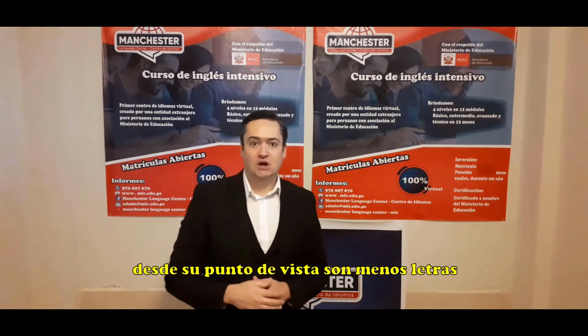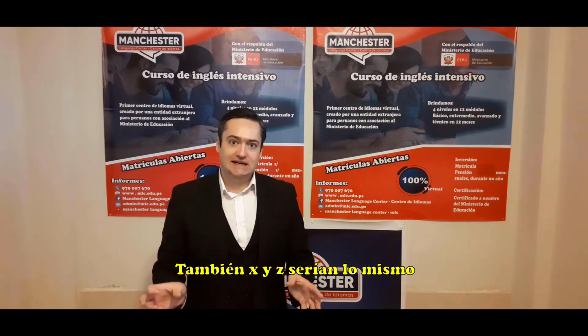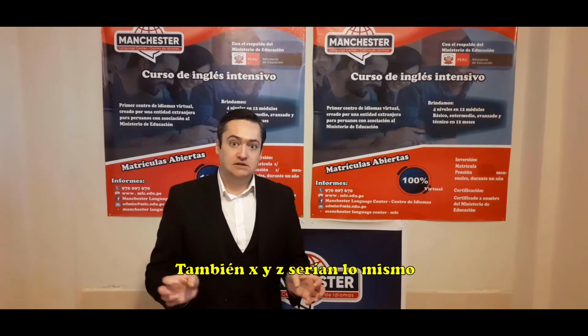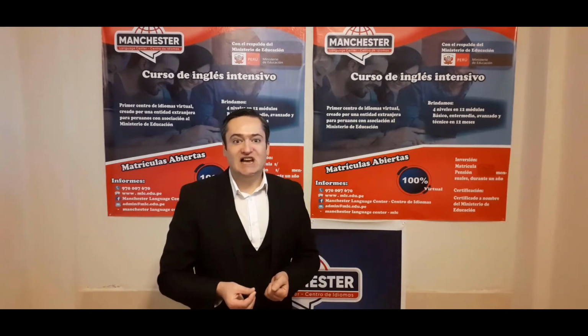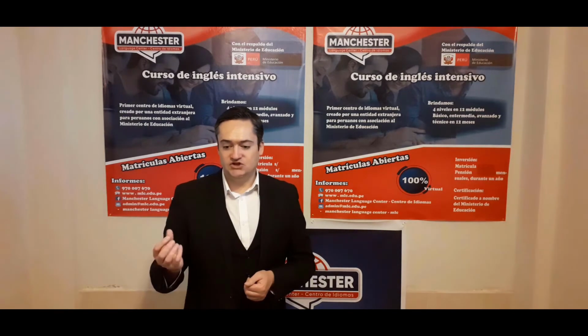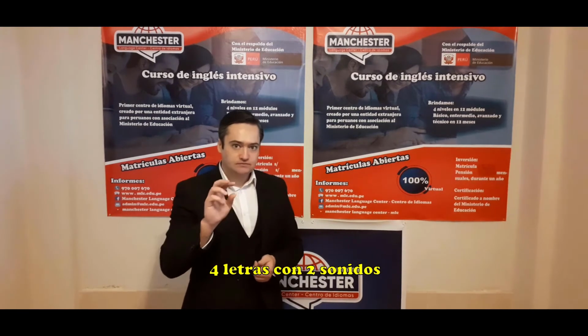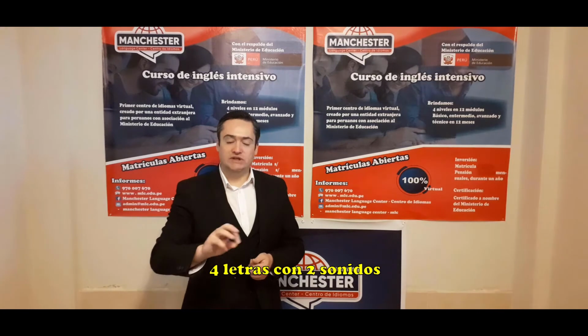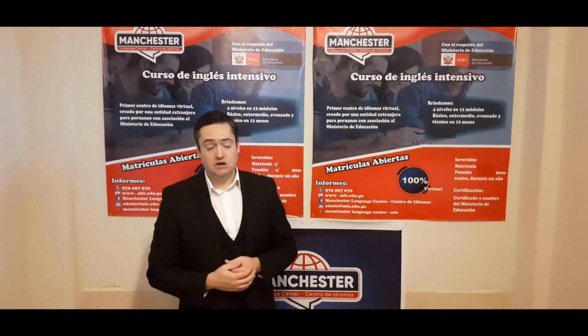So from your point of view, that's one less letter. Also, X and Z would be the same sound in lowercase, which would be Z. So xylophone, zebra, for example. So that's 4 letters, but with only 2 sounds. So C and K, K. X and Z would be Z. Okay? So there's 2 less sounds that you have to worry about.